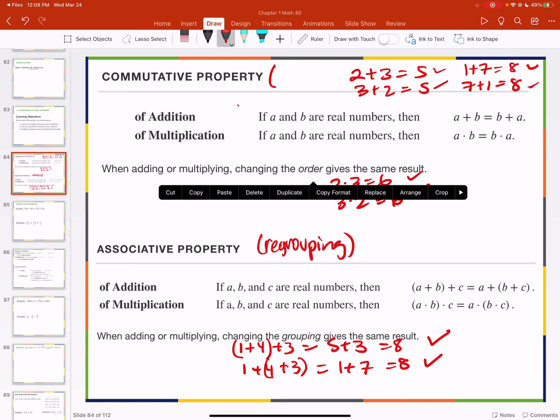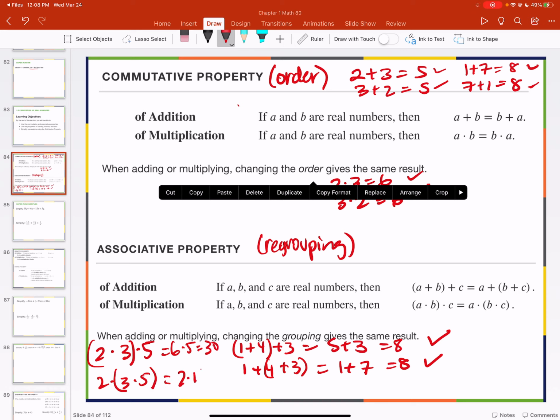Commutativity has to do with changing the order. Associativity also works with multiplication. Suppose you have 2 times 3 times 5. If I group the first two together, that would be 6 times 5, which is 30. What if I group the last two together? That would be 2 times 15, since 3 times 5 is 15. 2 times 15 is 30. So, proof that they work.